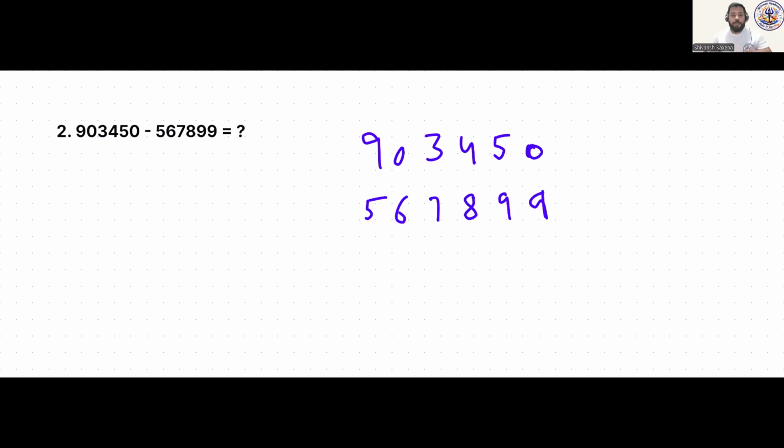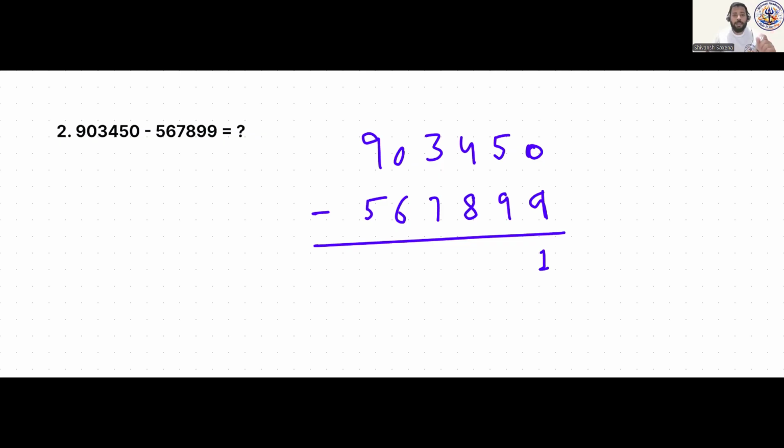Now 0 take away 9 is negative 9. So complementary of 9 is 1. We write down the 1 over here. I subtract 1 from 5, which makes it 4. 4 take away 9 is 5 with a negative sign. Complementary of 5 is 5. So we write down the 5 over here.